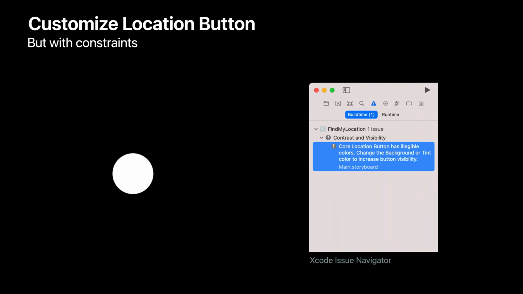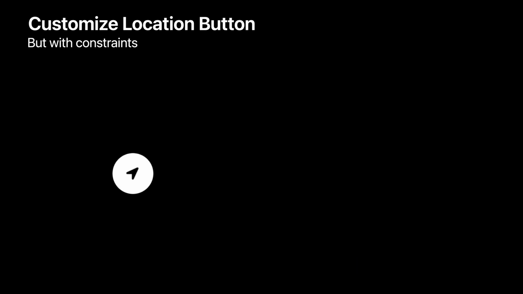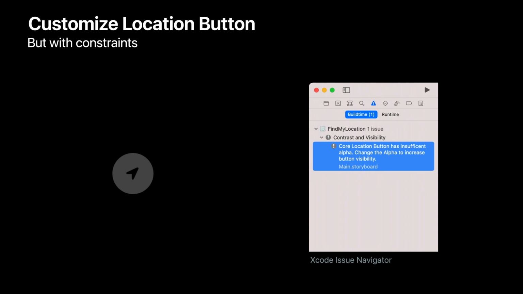Instead, let's revert our original button and try to change the opacity or alpha of this button. Maybe you can see this, but to others, it's a little too transparent, and so it fails our accessibility guidelines. A similar issue statement is produced in Xcode, recommending you to increase the alpha value. Another issue you might encounter is insufficient button sizing.